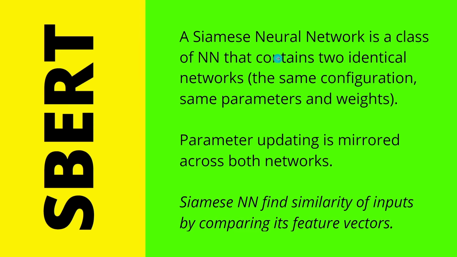Sentence transformers use not just one neural network, but a specific class of neural network that contains two identical networks. The power is that you have the same configuration, so it's rather fast, and you have the same weights. The two networks are connected below the surface and share the same weights, and the parameter updates are mirrored across both networks. We call this a Siamese neural network, a twin neural network with similar inputs, and we get feature vectors.